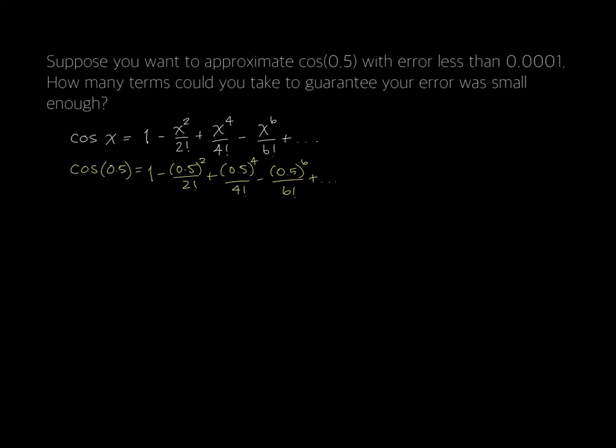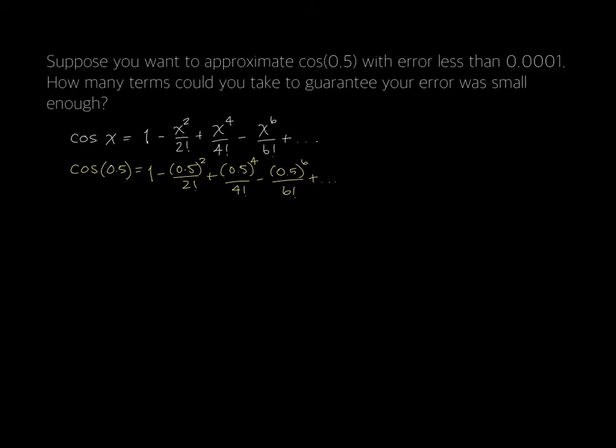We're going to create a finite sum. Do we need like the first 2 terms, the first 3 terms, the first 4 terms, the first 5 terms, before we're guaranteed that our error is less than 0.0001?